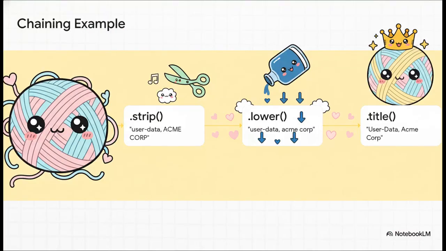We start with our messy string. First, we call .strip to get rid of that white space on the ends. Then, the result of that immediately gets passed to .lower to fix the casing. And then the result of that is passed straight into .title to get our final perfectly formatted string. Each step feeds right into the next.